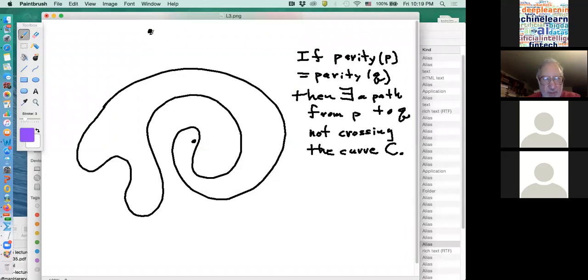What I'm going to do is I'm going to take one of the points. So I have a point P and a point Q. And we have that let's write pi of P for parity. Okay? So I have that the parity of P is equal to the parity of Q. They're both odd. I walk from P over to the curve. Now I walk along the curve. Not crossing it.